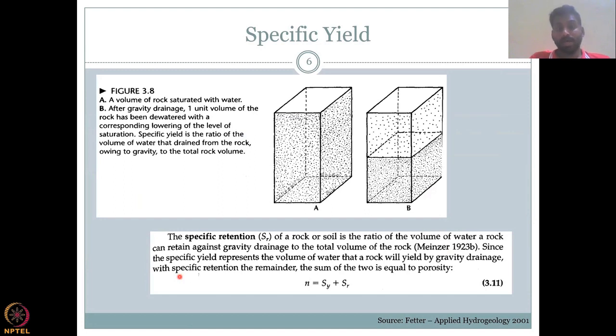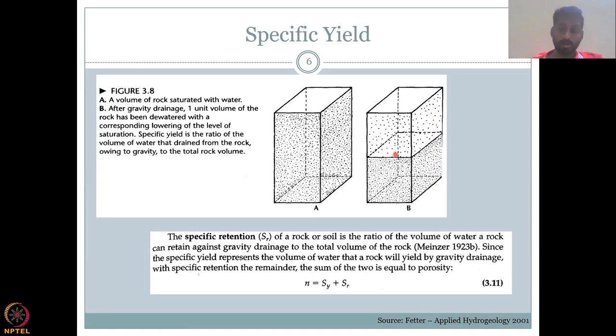In the first diagram, we have a volume of rock which is fully saturated with water. Then one unit volume of the water has been dewatered or drained in B, and there is a lowering of the saturation. You can see the water level is fully saturated in A, and in B it lowers by a unit volume of the rock. Specific yield is the ratio of the volume of water that drained from the rock owing to gravity to the total rock volume.